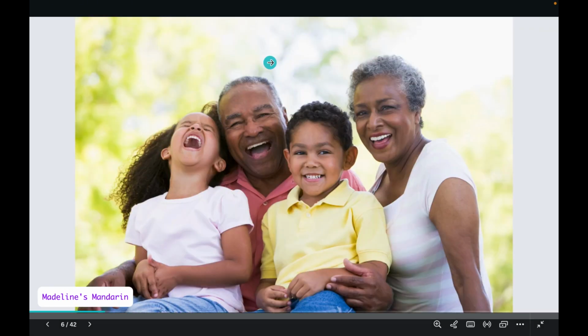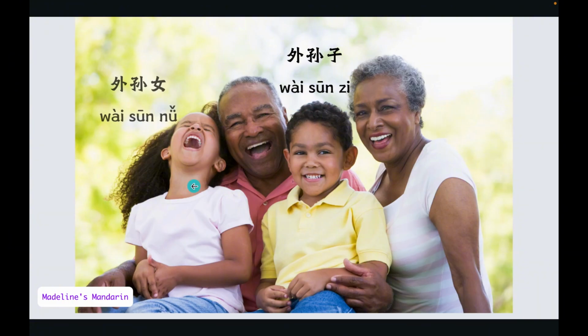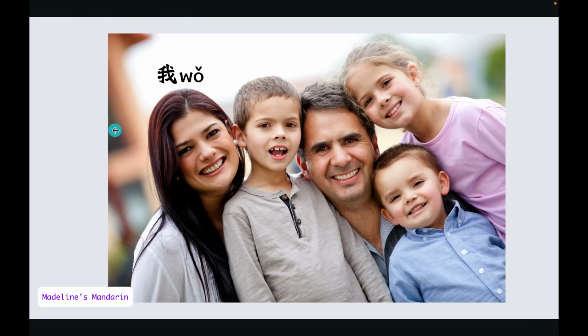Now let's look at this picture. This couple has a daughter. Their daughter has 1 boy and 1 girl. So when this couple introduces their grandchildren to other people, they say, "This is my 外孙子. She is my 外孙女."